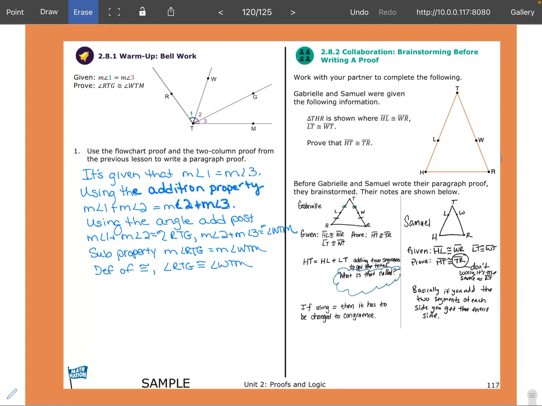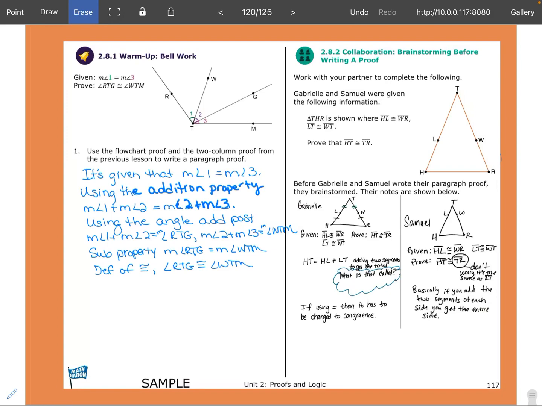It is given that the measure of angle 1 is equal to the measure of angle 3. Using the addition property of equality, we know that the measure of angle 1 plus the measure of angle 2 equals the measure of angle 2 plus the measure of angle 3. Using the angle addition postulate, we know that the measure of angle 1 plus the measure of angle 2 equals the measure of angle RTG, and that the measure of angle 2 plus the measure of angle 3 is equal to the measure of angle WTM.